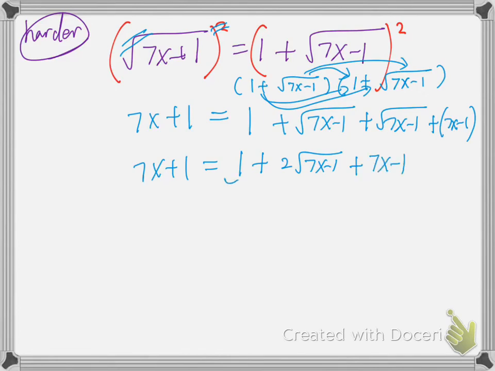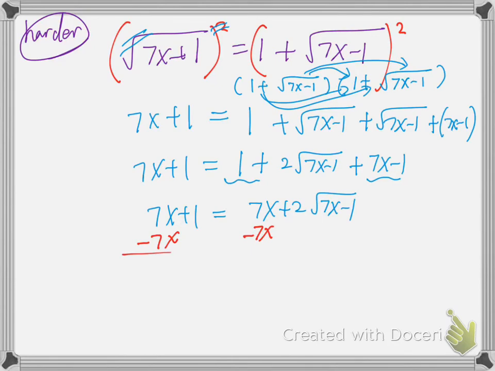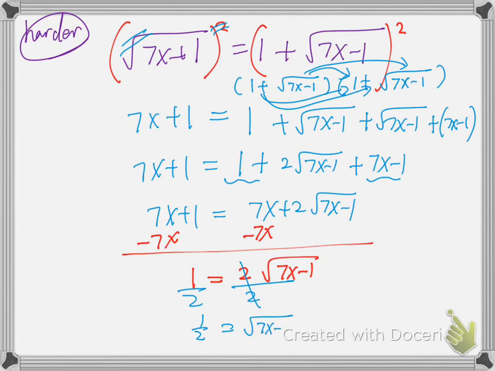Now we can combine these two terms. So 7x plus 1 is 7x plus 2 radical 7x minus 1, minus 1. Now on both left and right we have 7x, so cancel them: minus 7x, minus 7x. Then we get 1 is 2 radical 7x minus 1, minus 1. Now we can divide by 2 to isolate the second radical term. So we get 1/2 is radical 7x minus 1.